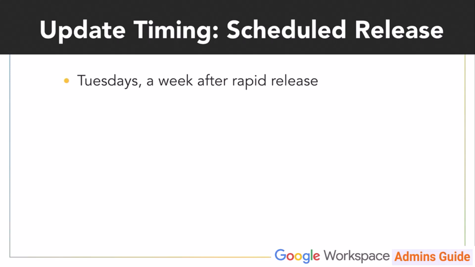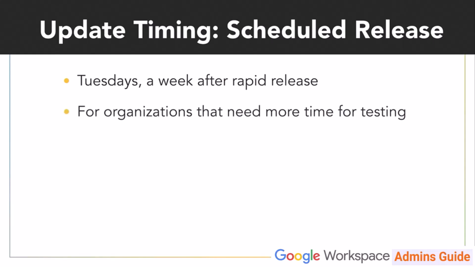Scheduled releases happen on Tuesdays, approximately a week after rapid release updates. Because scheduled releases happen after rapid release, an organization that moves from rapid release to scheduled release could potentially lose functionality if the upgrade has not yet been released on the scheduled track. Deciding which schedule depends on your training needs for your organization, as well as the estimated number of affected users.